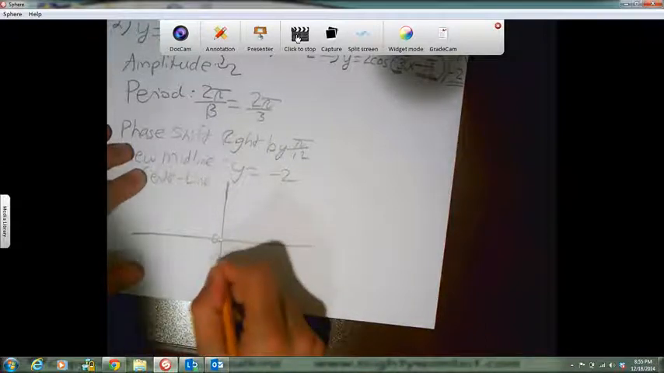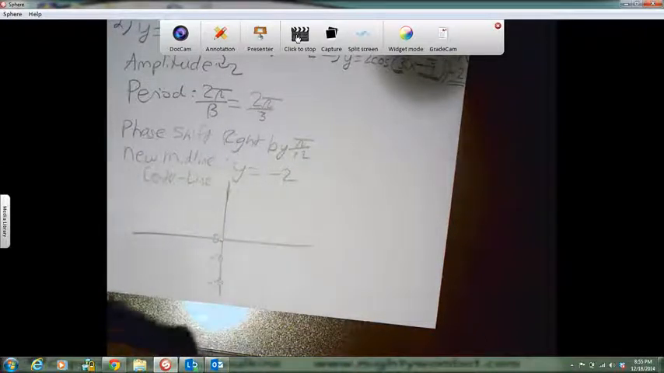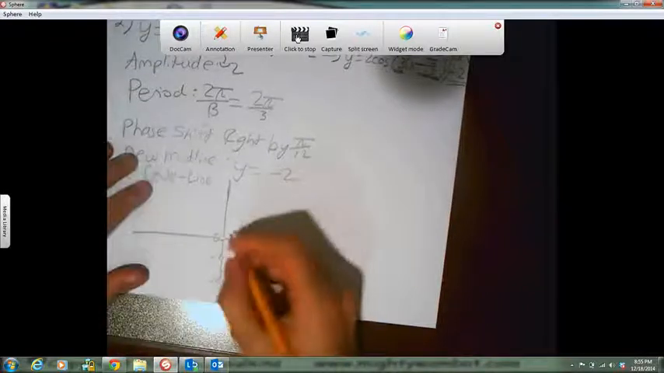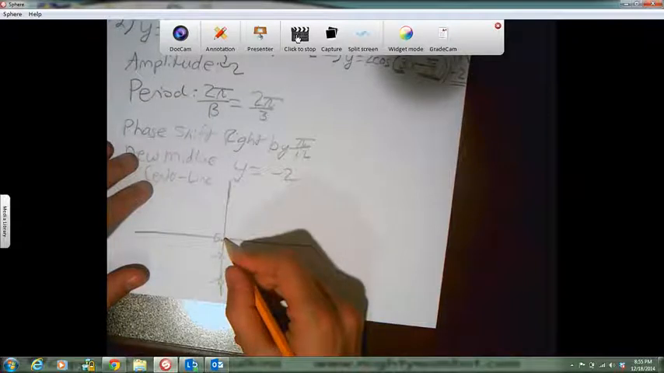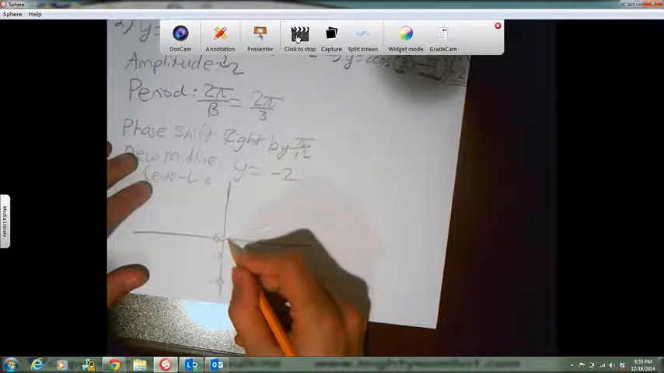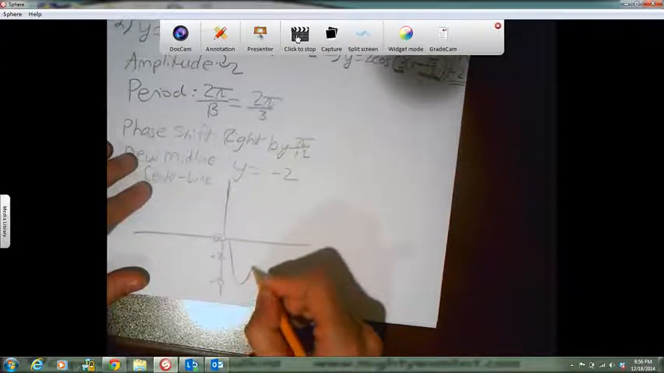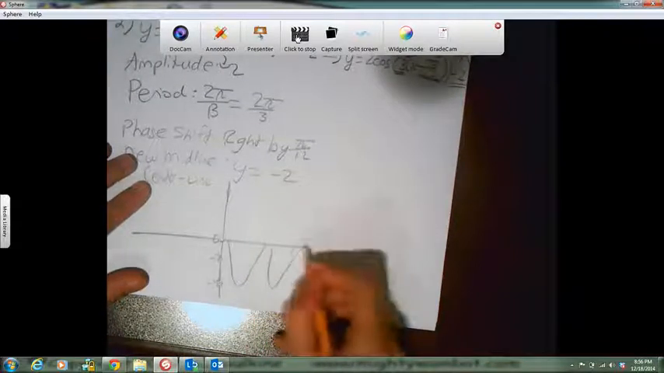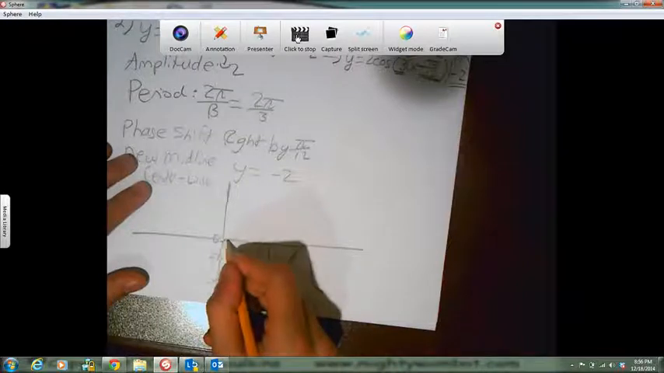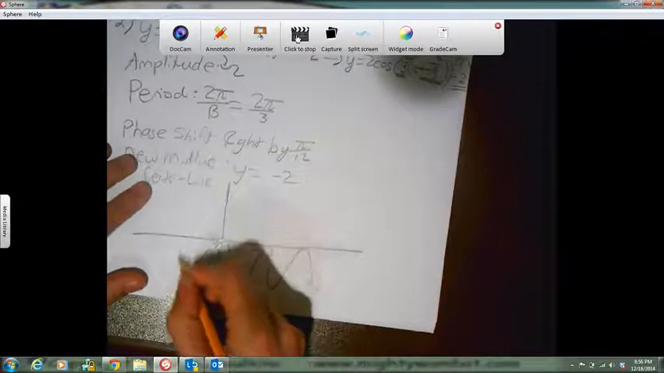Since the period is 2 pi over 3, we are going to start about here. Boom, boom, boom, boom, boom. Right? And then we come down, up, down, up, and we get a graph that looks something like the following.